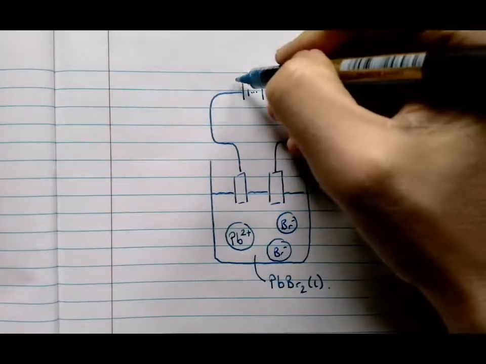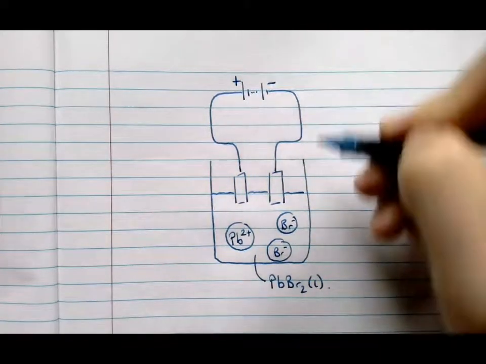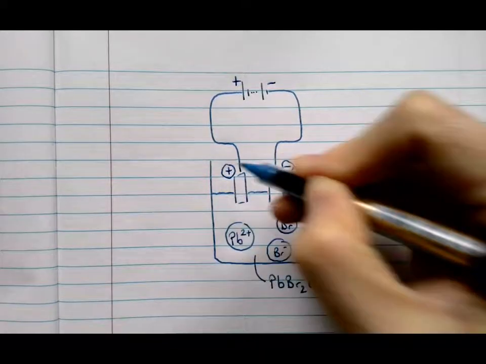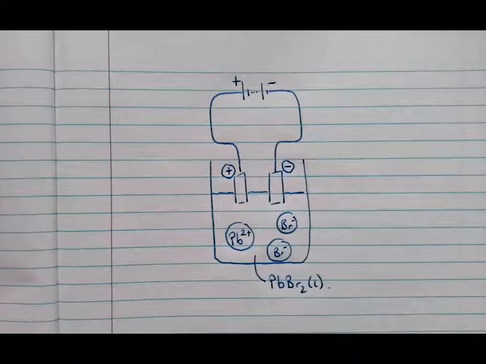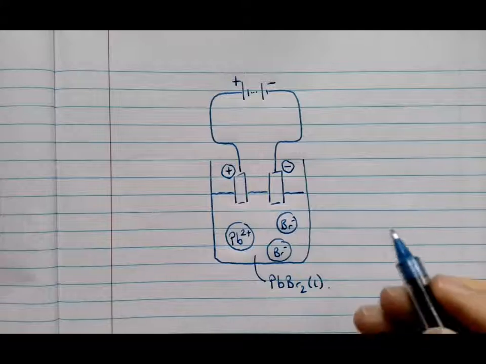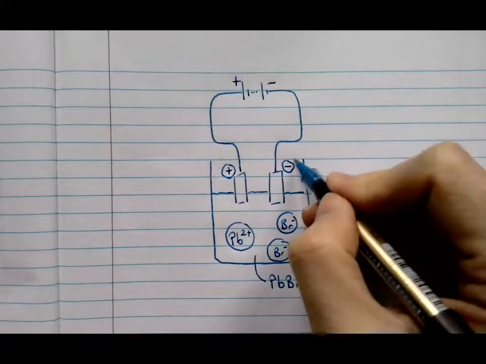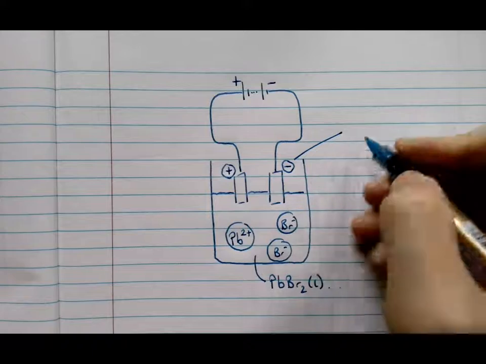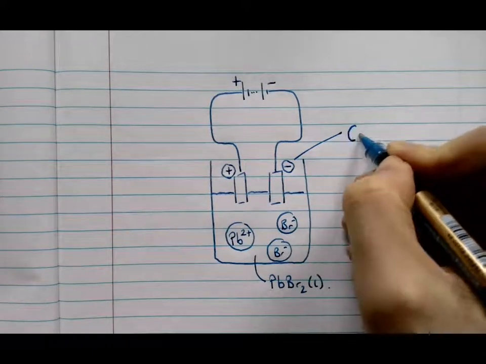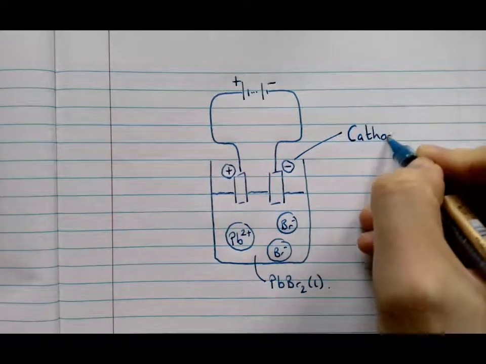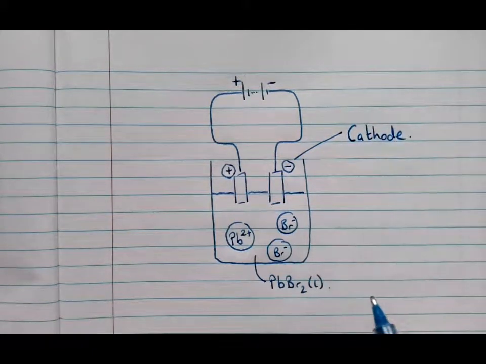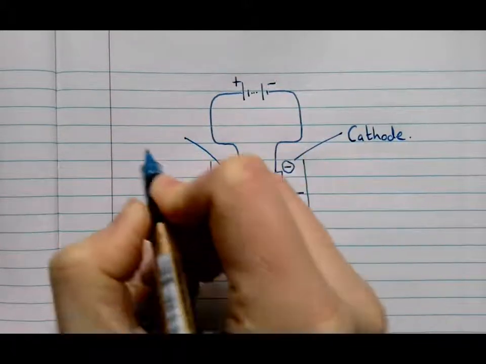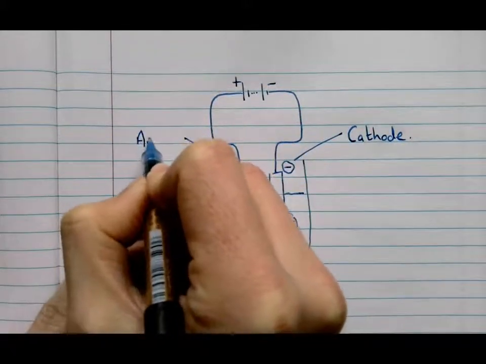Now remember, this is the positive end, this is the negative end, so this is the negative electrode and this is the positive electrode. Now you'll be glad to know that chemists have given each electrode a special name. So the negative electrode is called the cathode, and the positive electrode is called the anode.